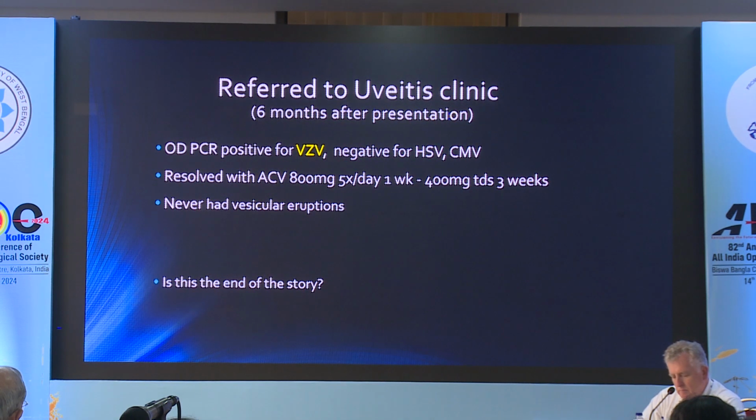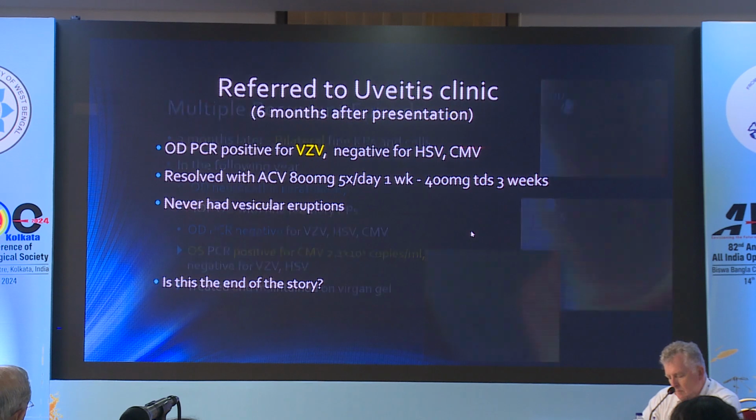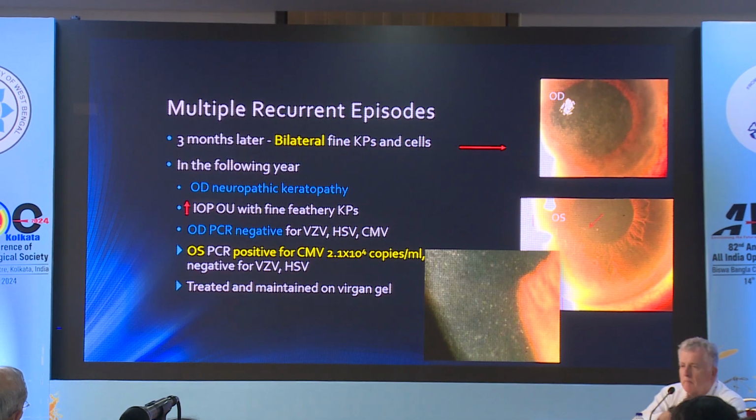So is this the end of the story? Well, if you have only treated VZV after 6 months of the disease from presentation time, you would expect complications. Three months later, now he comes with bilateral fine KPs and cells. Then you begin to wonder, bilateral viral uveitis, a little unusual.